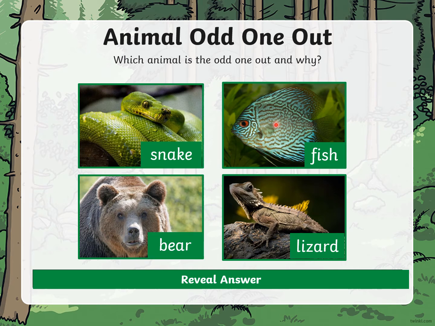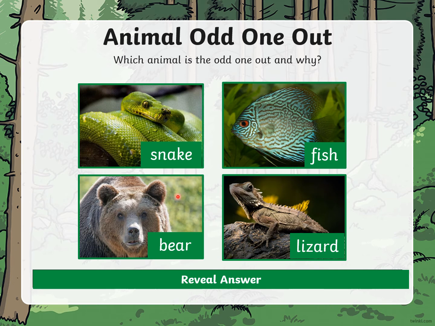It doesn't have legs or arms, but what it does have that's similar to a snake is scales. Fish have scales on their body. They don't have fur like a bear, and they don't have skin like a human. Right, let's have a look at the bear now.